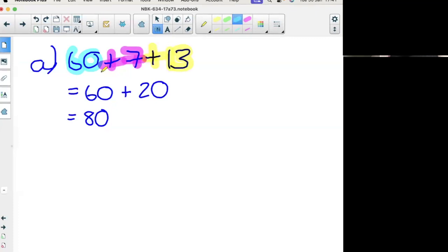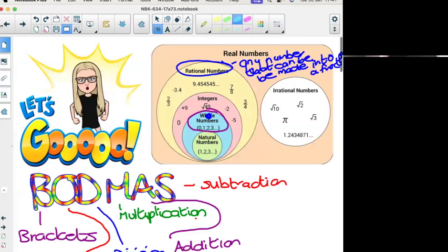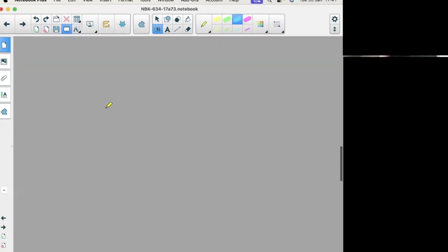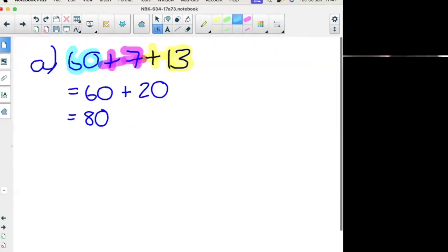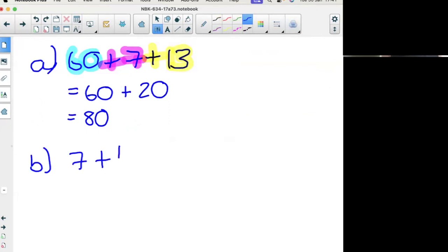Tell me in the chat. Good, Moringi, it's a positive 60. So in other words, if I had to look at the next sum, it's 7 plus 13 plus 60. So for the next one, the sum now looks like this. It's B, 7 plus 13 plus 60.